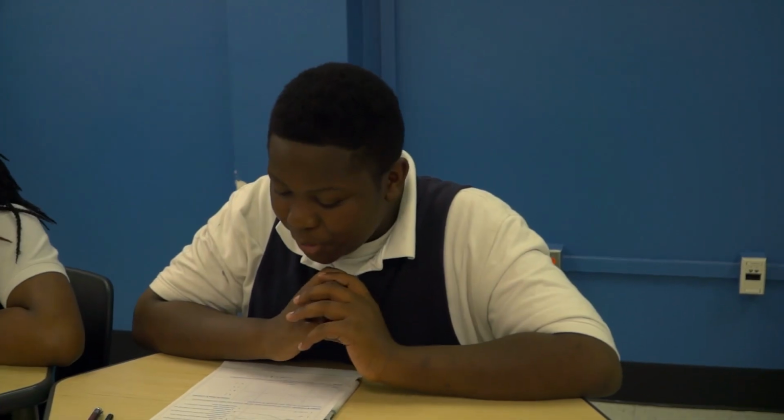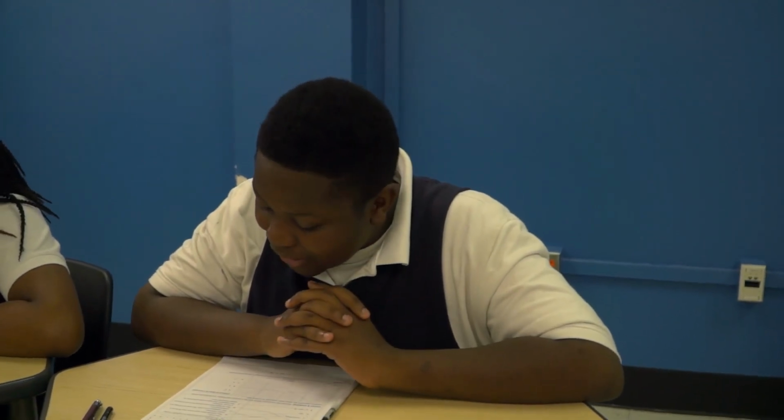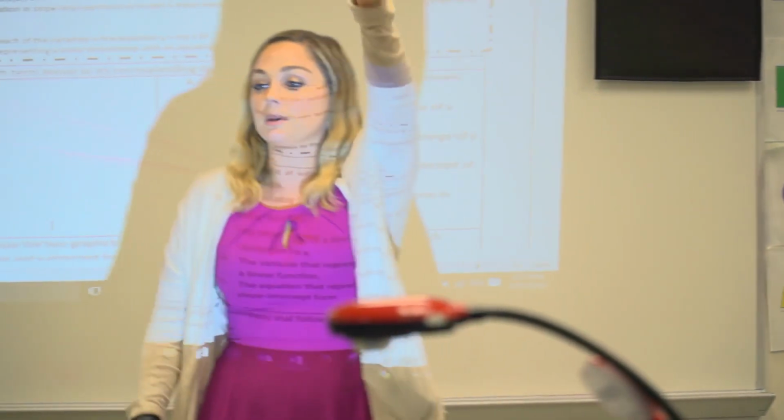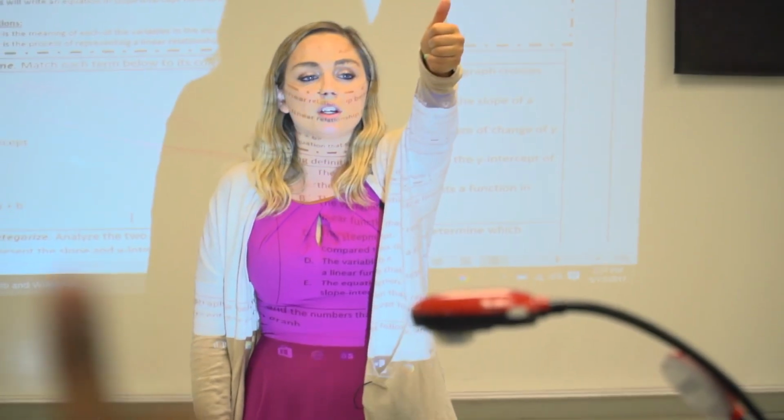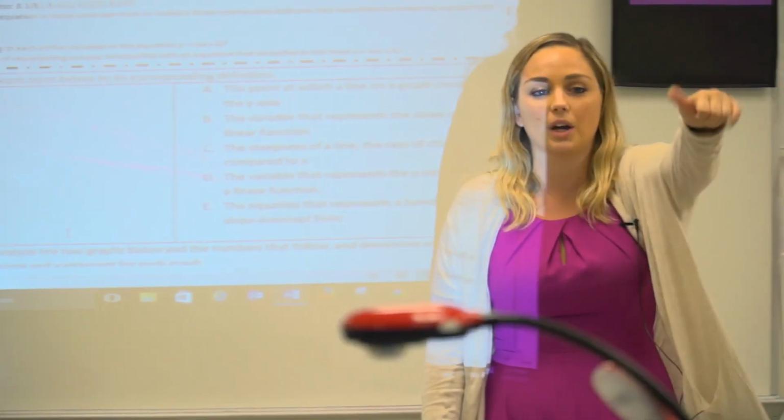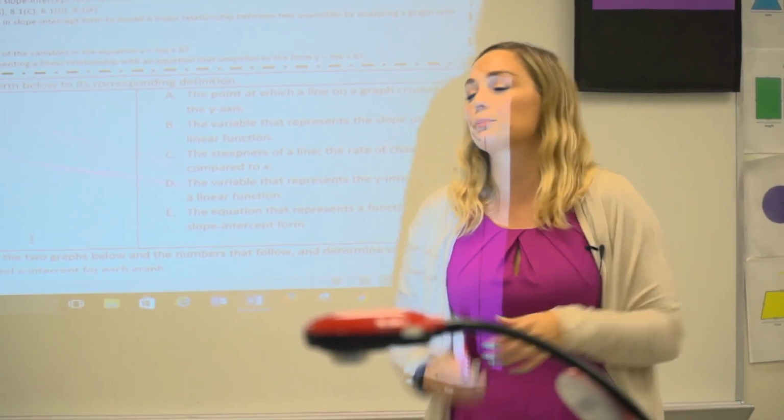What do we think that the slope might be? Amir, go ahead. Well, Mians and I agreed that slope was C, the steepness of a line, the rate of change of y compared to x, and I used some of my background knowledge on the word slope. All right, and if you agree with Amir, go ahead, give me a thumbs up. If you disagree, go ahead, give me a thumbs down. If you don't know, show me you don't know. I see 100% of agreement.